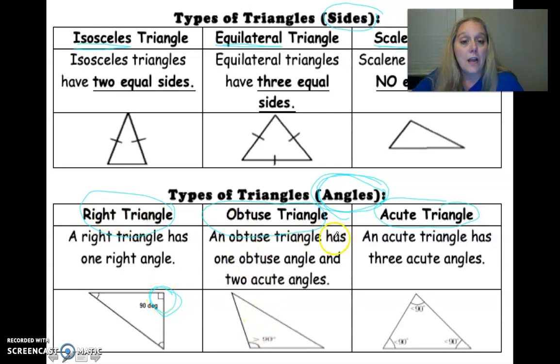An obtuse triangle has one obtuse angle and two acute angles. So if you look at a triangle and you see that obtuse angle, you know it's an obtuse triangle, even if it has acute angles. If it has that obtuse angle, it's an obtuse triangle. And then finally we have our acute triangle. An acute triangle has three acute angles. That means all three angles within the triangle are acute, meaning they're less than 90 degrees.